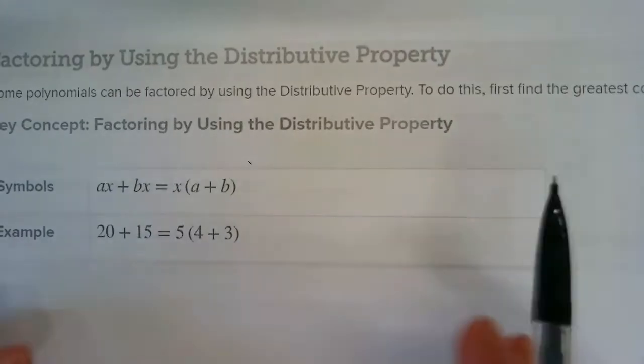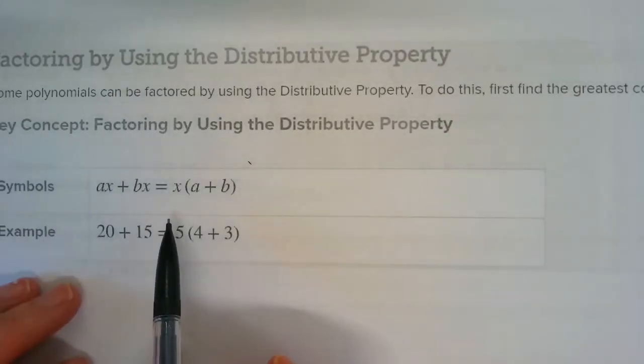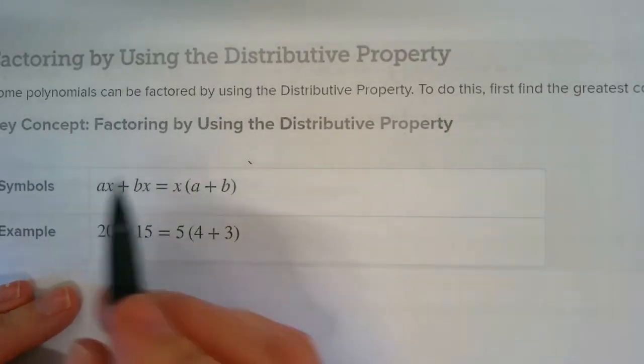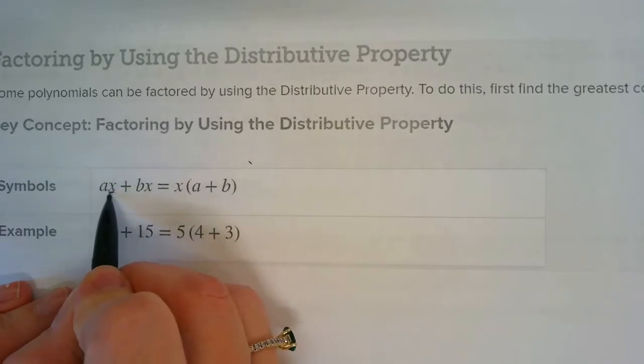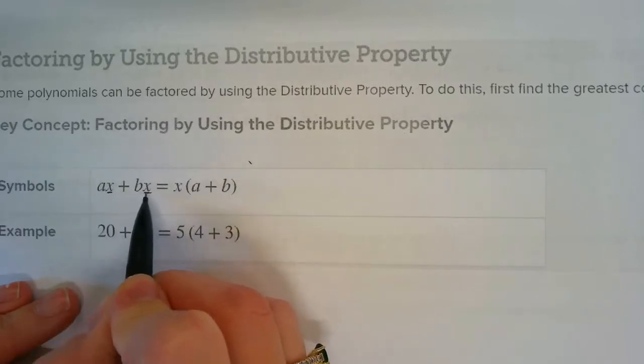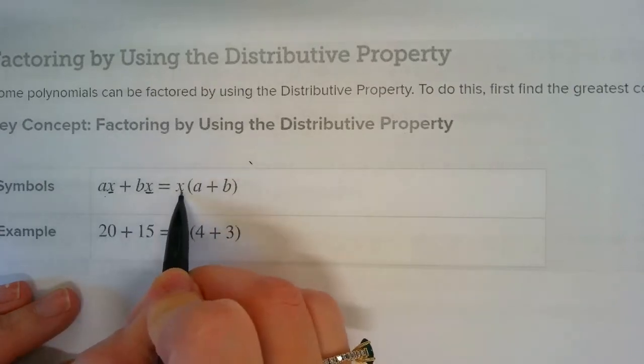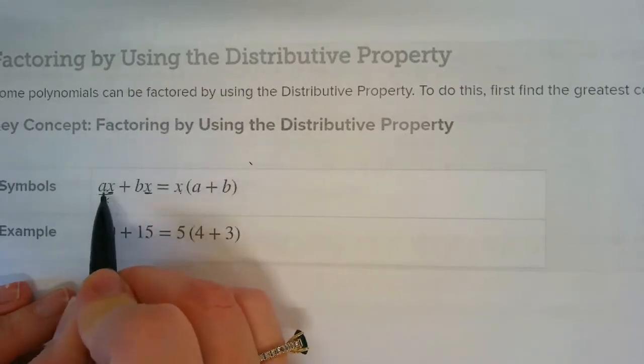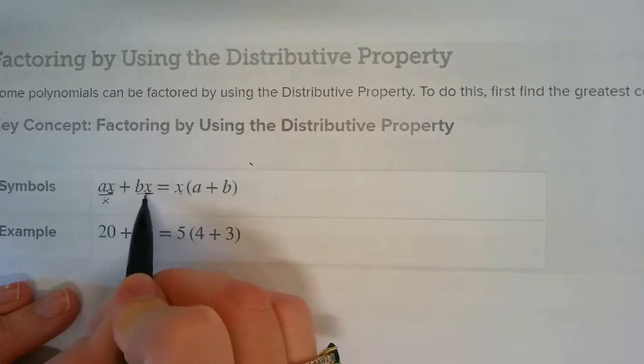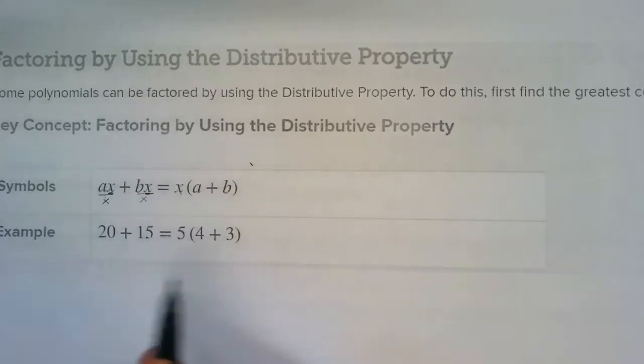So some of these problems that we do, you'll be wanting to find the greatest common factor. Remember, the greatest common factor is the biggest thing that they have in common. Both of these have one x in common, so I can factor out one x. If I divide by one x, I'm left with a. Divide by one x, I'm left with b.